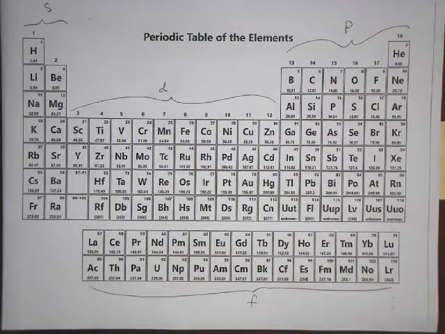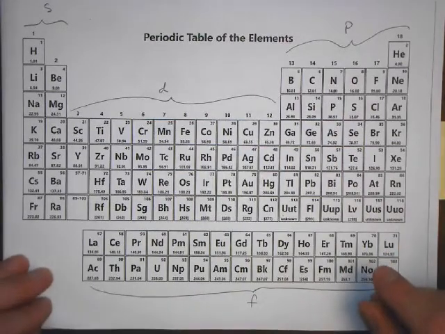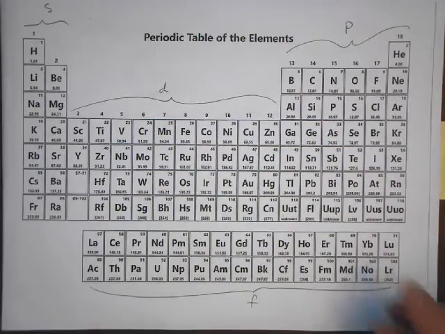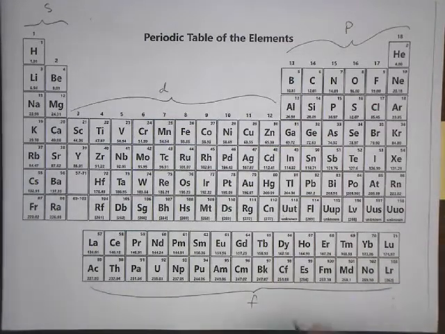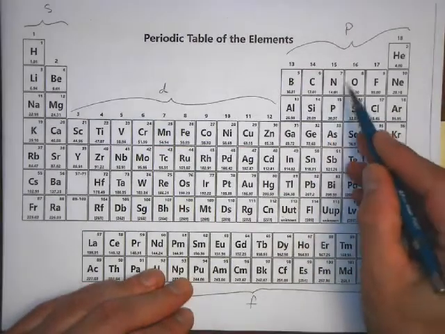And what we're going to do to be able to write these configurations is the following. And I think there are a number of ways to do this. But let's say we wanted to, for example, find the electron configuration of oxygen.